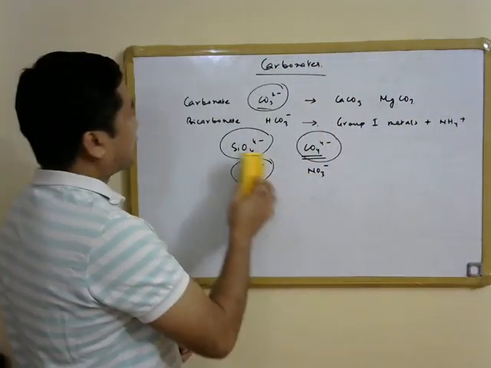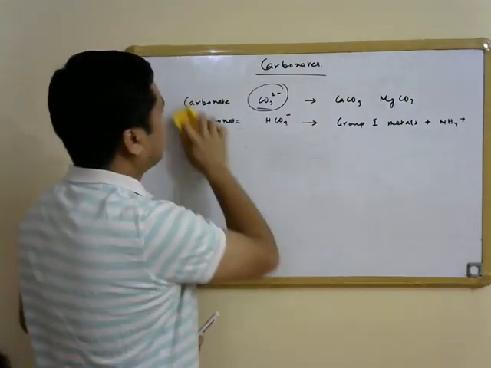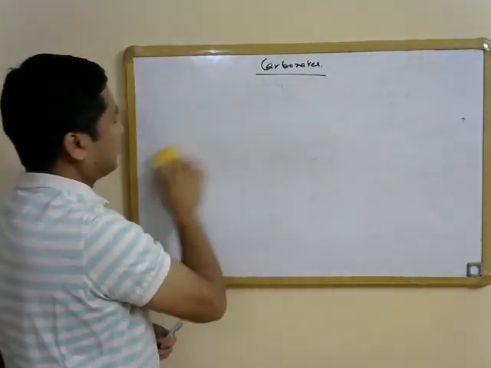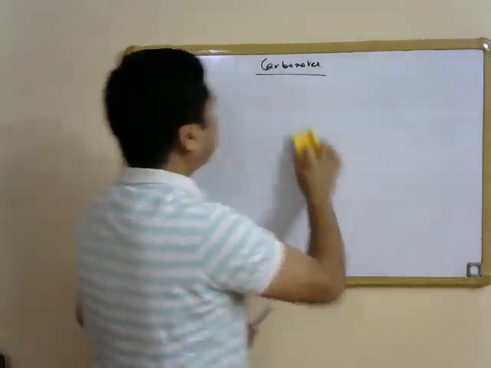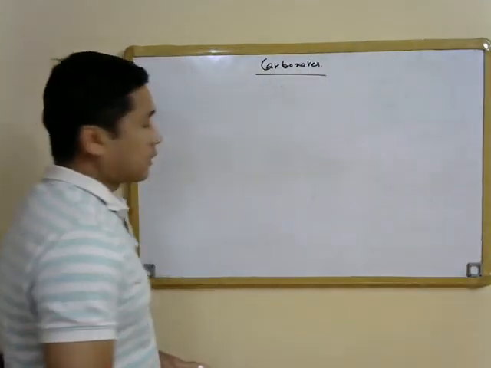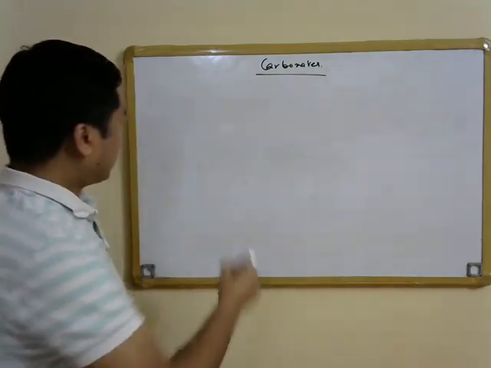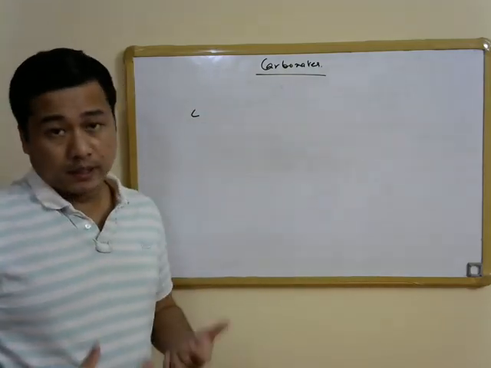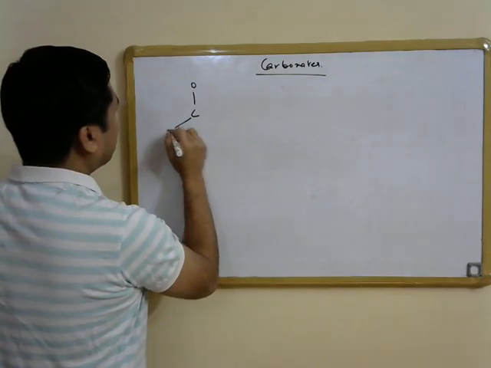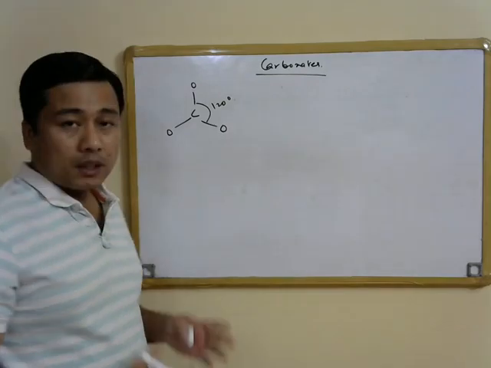So let us now look at the structure of the carbonate ion and also try to calculate the bond order of the CO bonds in the carbonate ion. The carbonate ion, we may already know, is a planar triangular ion. The carbon atom in carbonate is sp2 hybridized, and that is why the OCO bond angles are all 120 degrees.